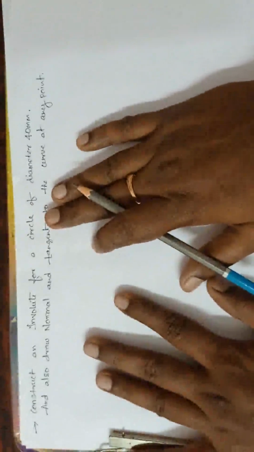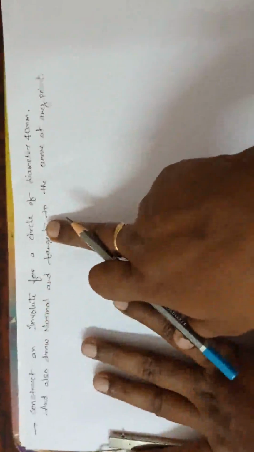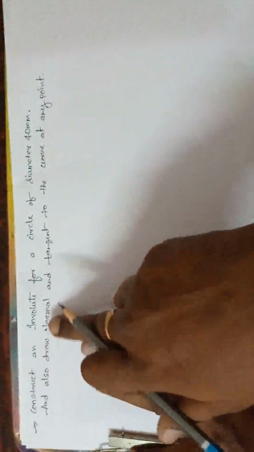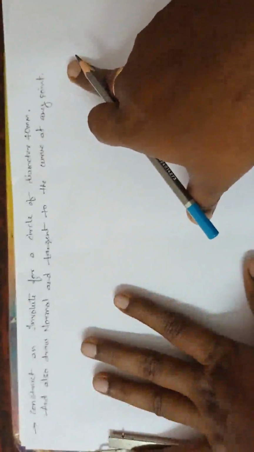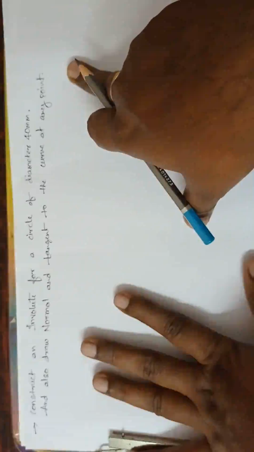Now, let us read this question. Construct an involute for a circle of diameter 40 mm and also draw normal and tangent to the curve at any point. Okay, normal and tangent to the curve at any point. Done.